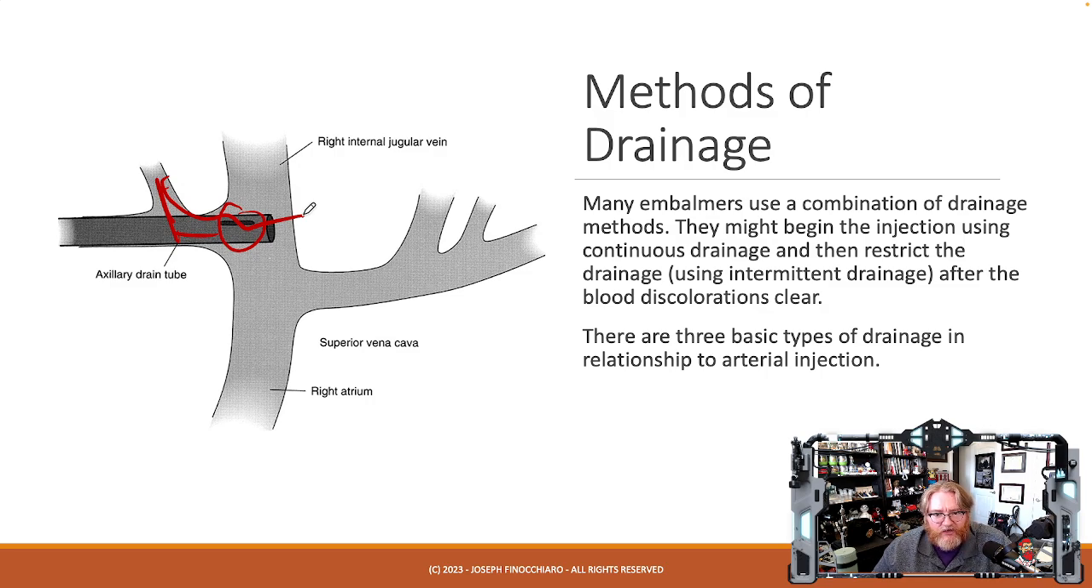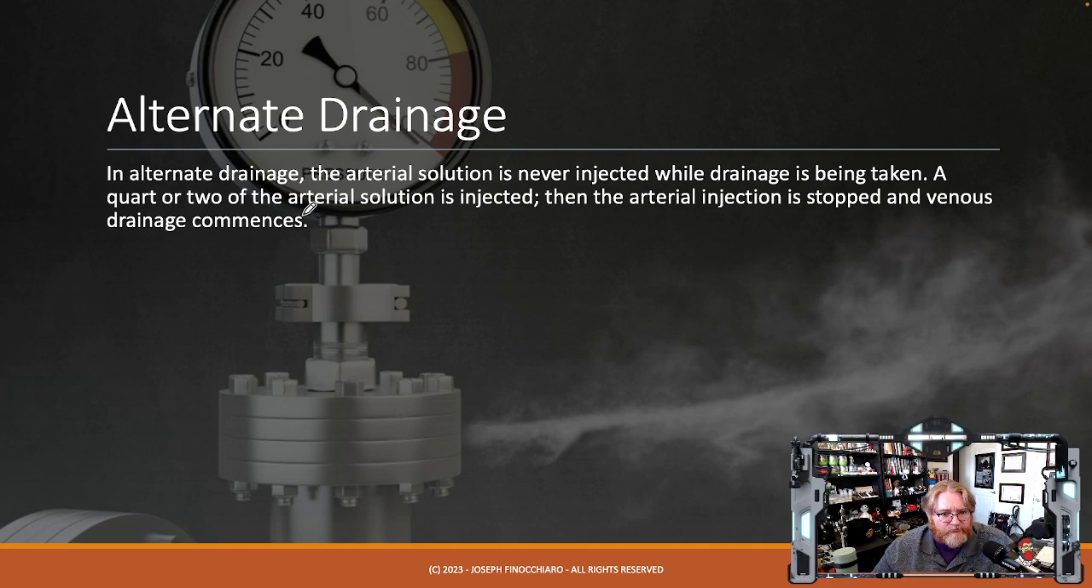Many embalmers use a combination of drainage methods. They might begin the injection using continuous drainage, then restrict, or use intermittent after discoloration's clear. Let's talk about those three basic types of drainage. So in alternate drainage, the arterial solution is never injected while drainage is being taken. A quart or two of the arterial solution is injected, then the arterial injection is stopped and venous drainage commences.